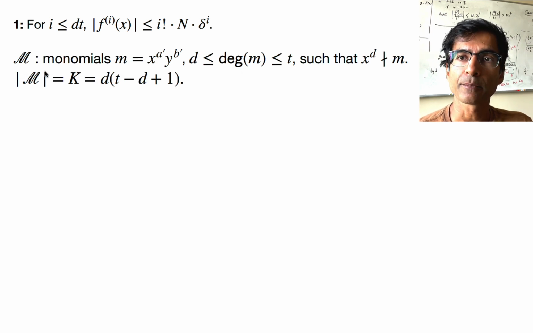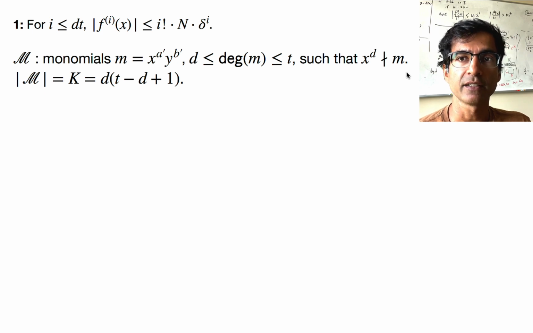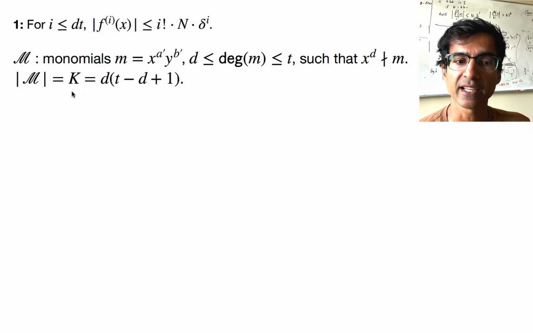So in order to find that polynomial, consider the following set of monomials. Consider the monomials m, which look like x to the a prime times y to the b prime, where the degree of m is between d and this parameter t. And moreover, x to the d does not divide m. Okay, so this is some set of monomials. The first observation is that there are lots of monomials. In fact, the number of monomials in this set is exactly this parameter k, which is d times t minus d plus 1.